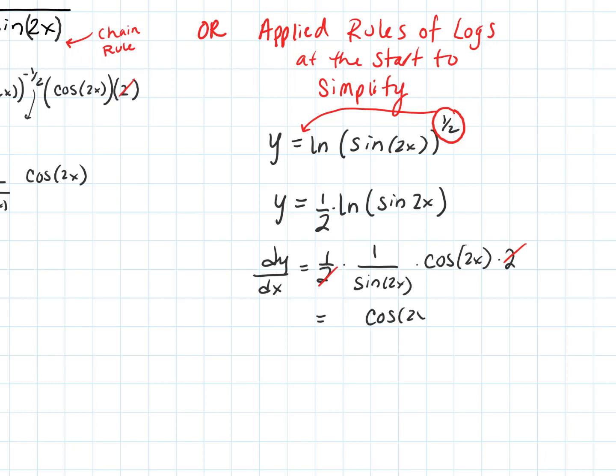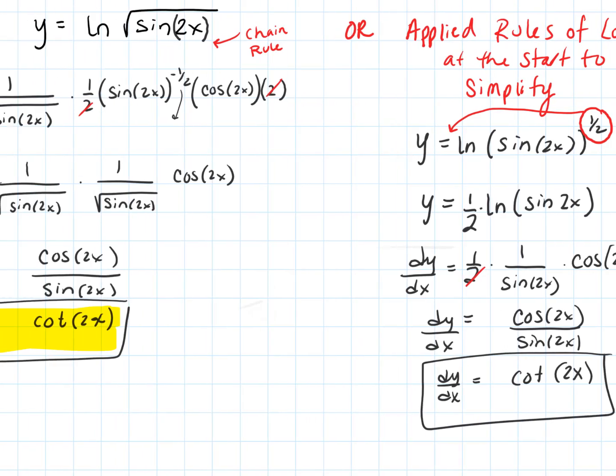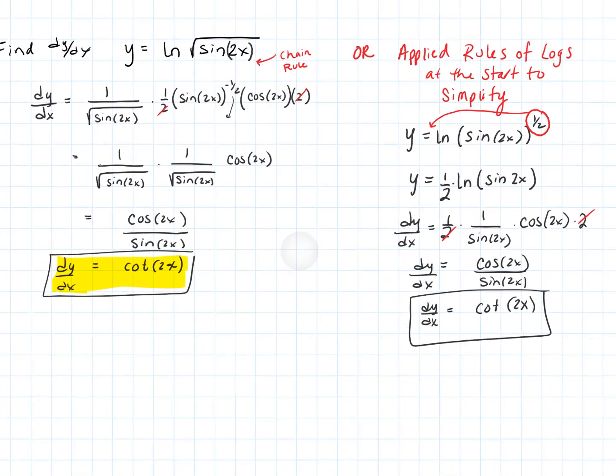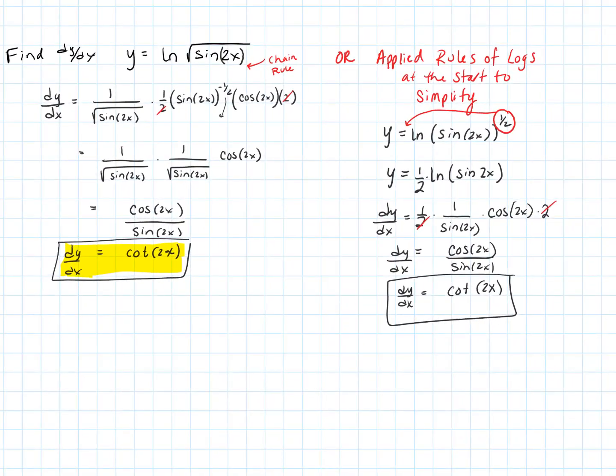So again, we end up with cosine 2x over sine of 2x. And of course, that is the same simplification, we had cotangent of 2x, that we had when we did it our first way. So it's not like it was a huge time saver, but it was a nice simplification to do and did make the work slightly easier.